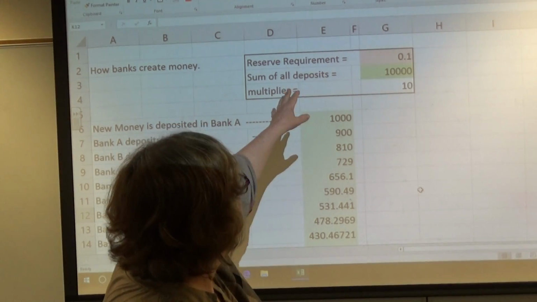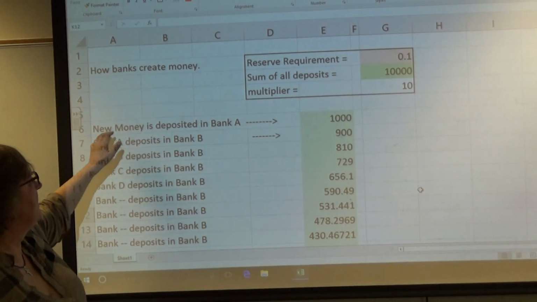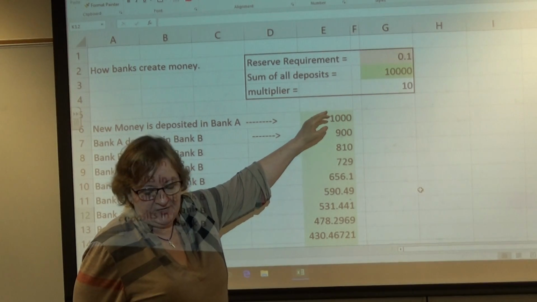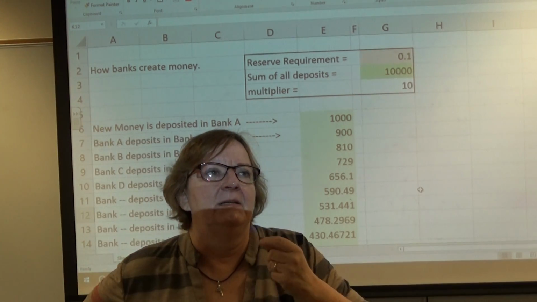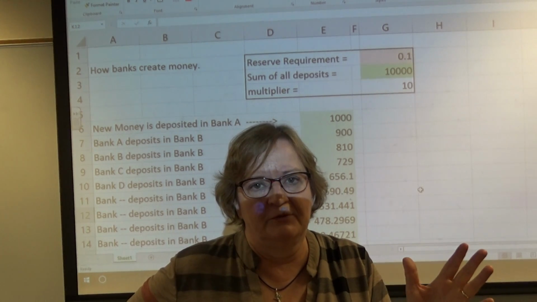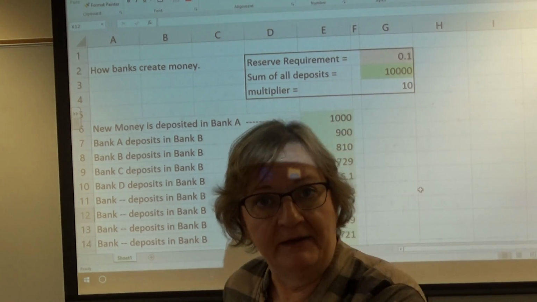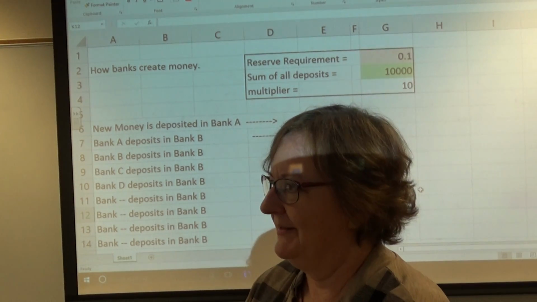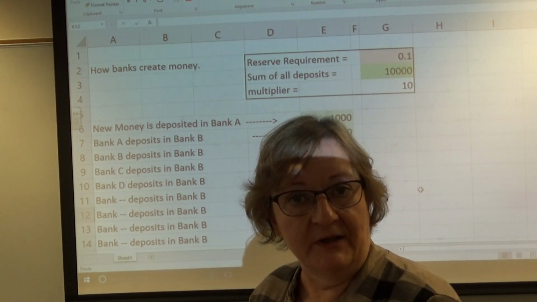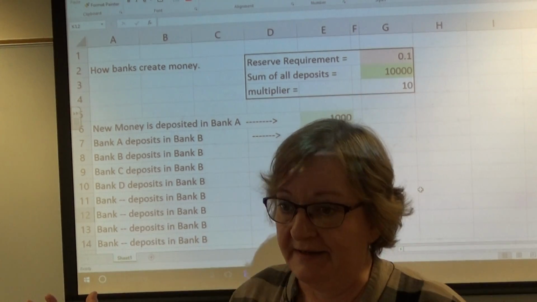So before we get into how I calculated that, let's look at this. New money is deposited in Bank A. And we include that in the sum because new money shows up usually from the Federal Reserve. They put money out there, they make money, and I will show you how in a later video or in class, okay? But they make money, they create it.